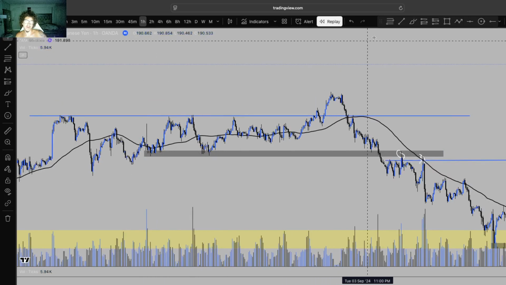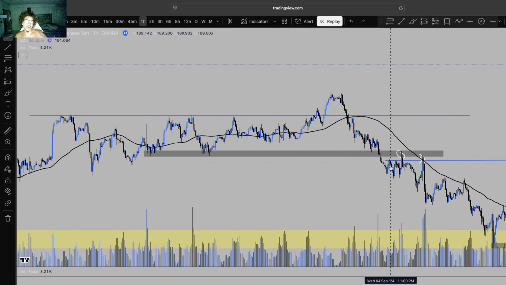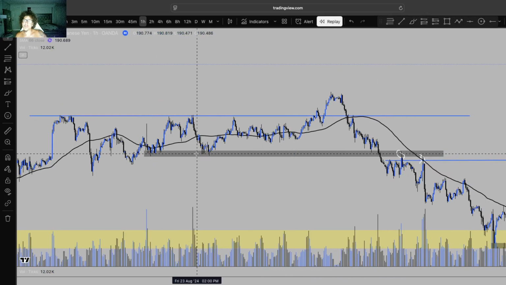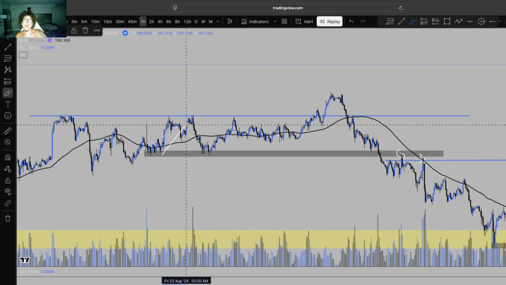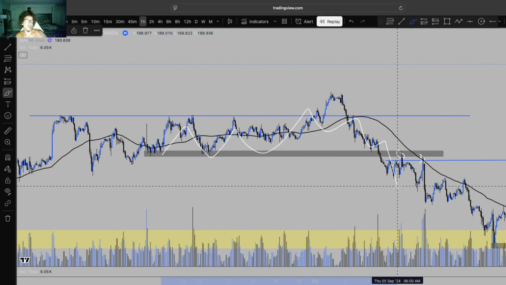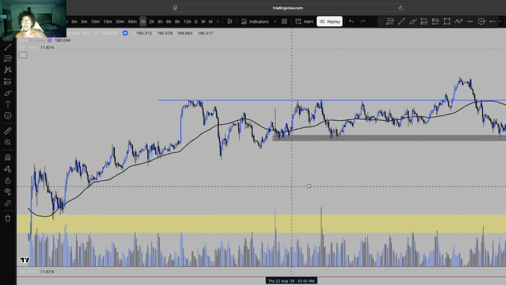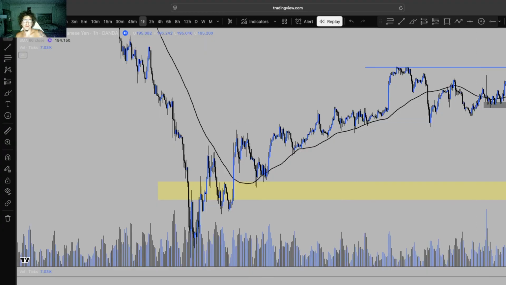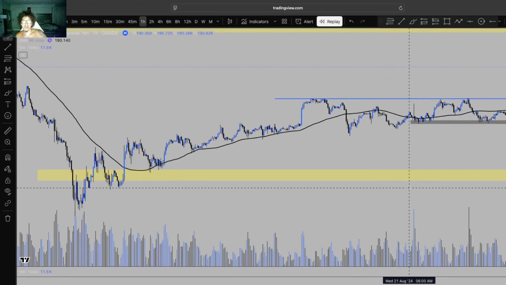Like when you have stuff drawn, like, oh, this area, oh, it broke this area. Oh, what did it do? It made previous support turned resistance. You get me? So keep going, keep going. All right. I know you see another one.